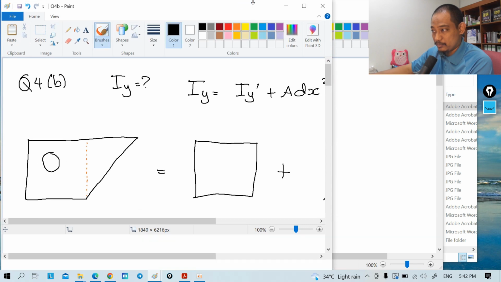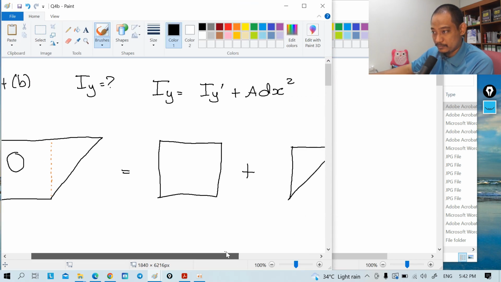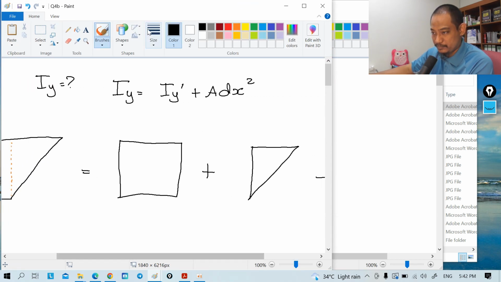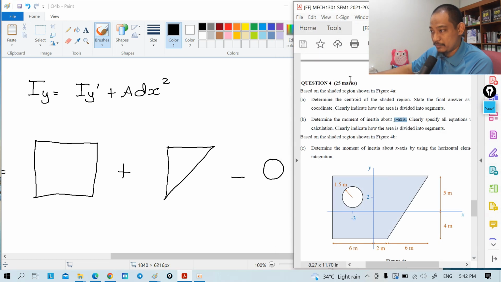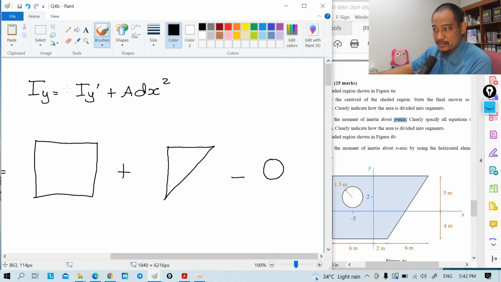and I will not make a mistake from the very beginning, right? Because the equation is this, right? Okay, because we only need this part. The equation is Iy equal to Iy prime plus A dx squared. So dx is the critical information, as well as the area, right?